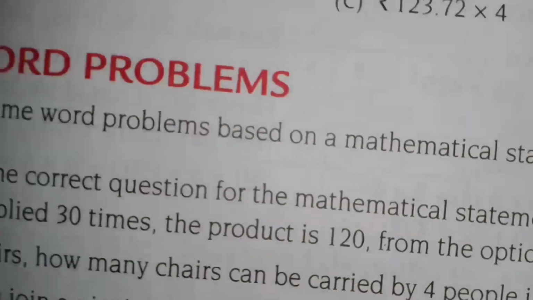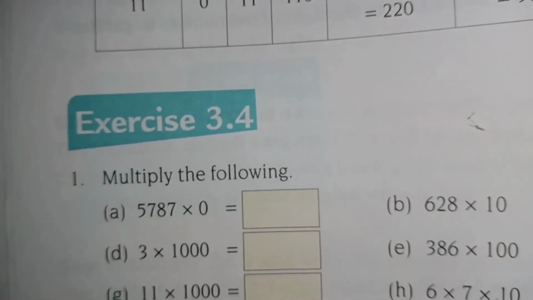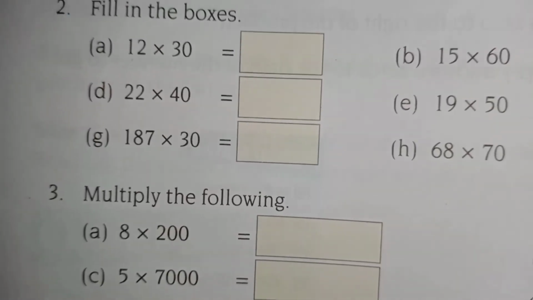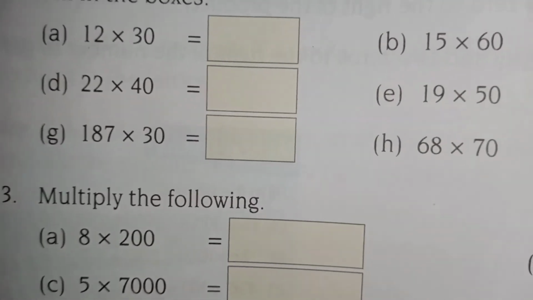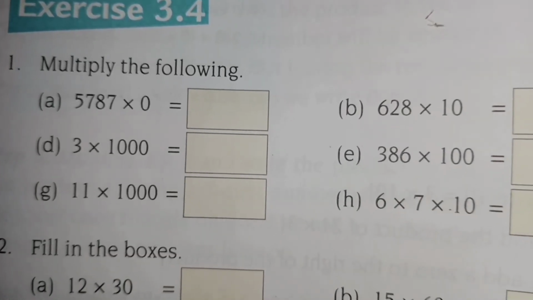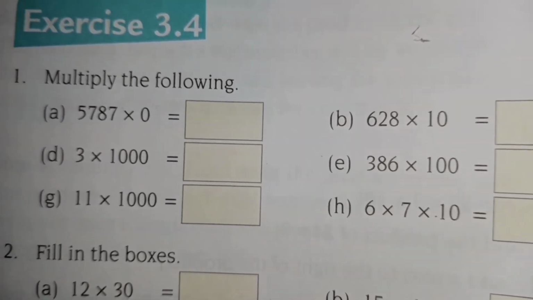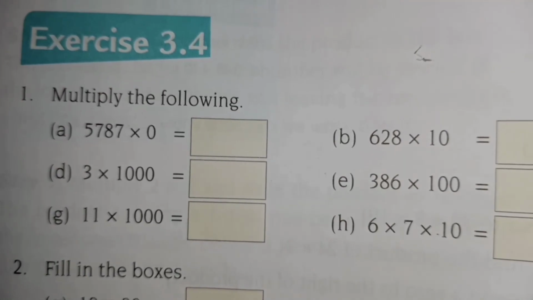So with this we have completed the exercise. Which exercise? 3.4. We have completed this exercise. In my next class I will do the other exercise. Whatever I have done today, you will do this in your copy. I'll even give you the homework. You will do that also in your copy. Thank you.